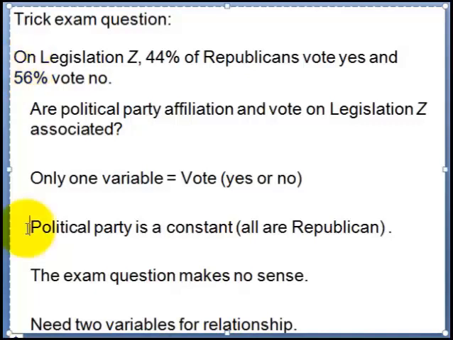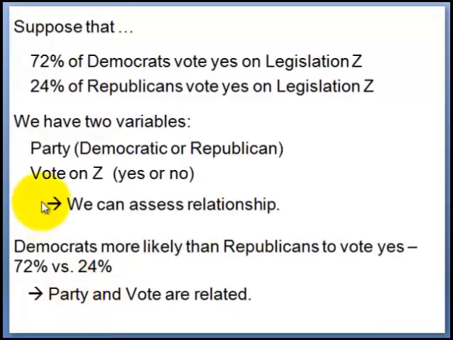Everyone's Republican, so political party is a constant. It's not a variable. So our exam question makes no sense, because one needs two variables to have the possibility of relationship. So now let's examine a different situation.